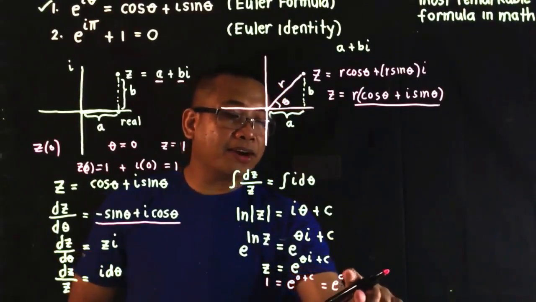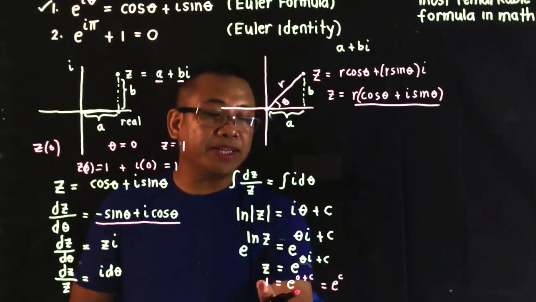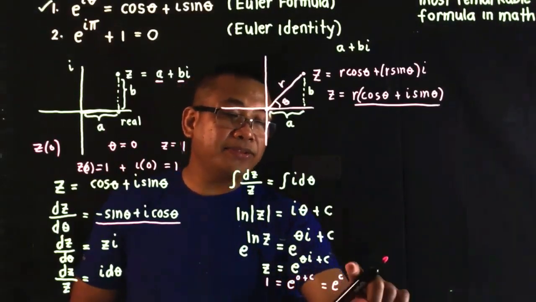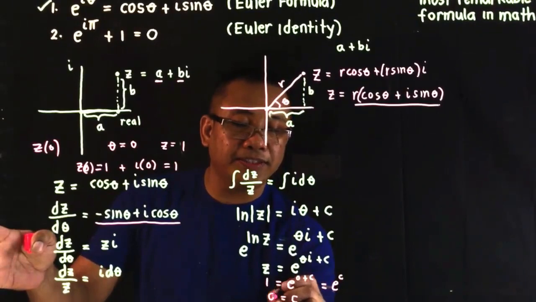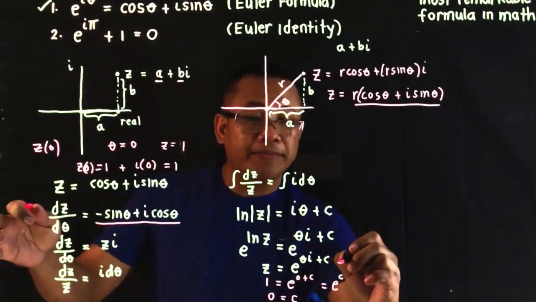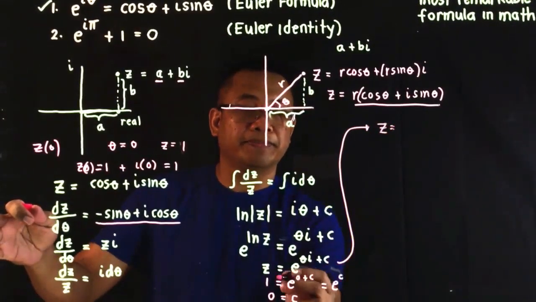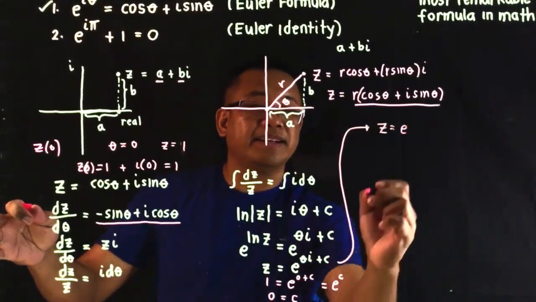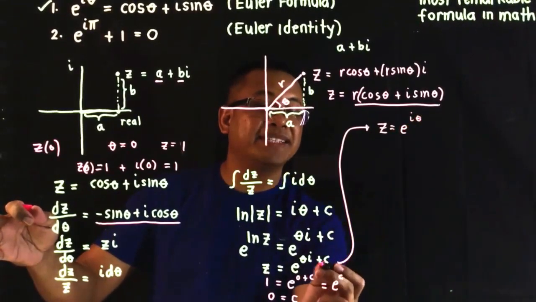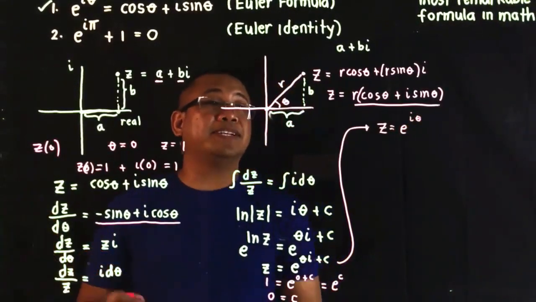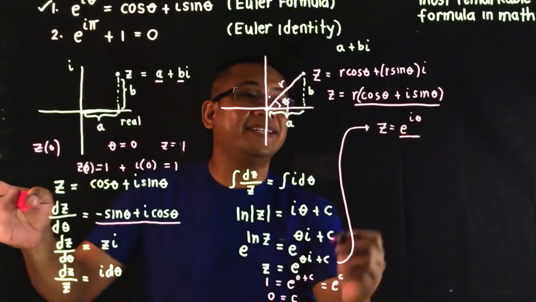What should be the value of the constant c so that the number e raised to that exponent is equal to 1? We know that any number raised to 0 is equal to 1, so that means our c therefore must be equal to 0. And therefore, we now have the representation of the number z. z is equal to e raised to i theta, plus the value of c equals 0, so we don't have to write that anymore. So we now know what's the value of z. It's e raised to i theta.